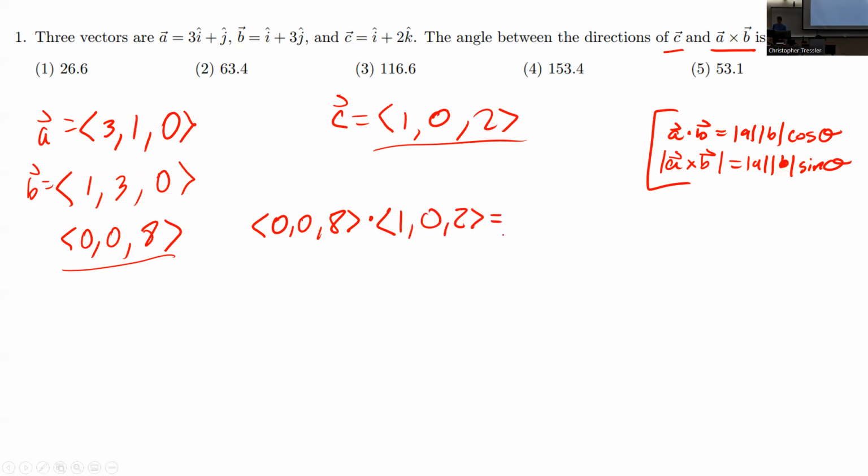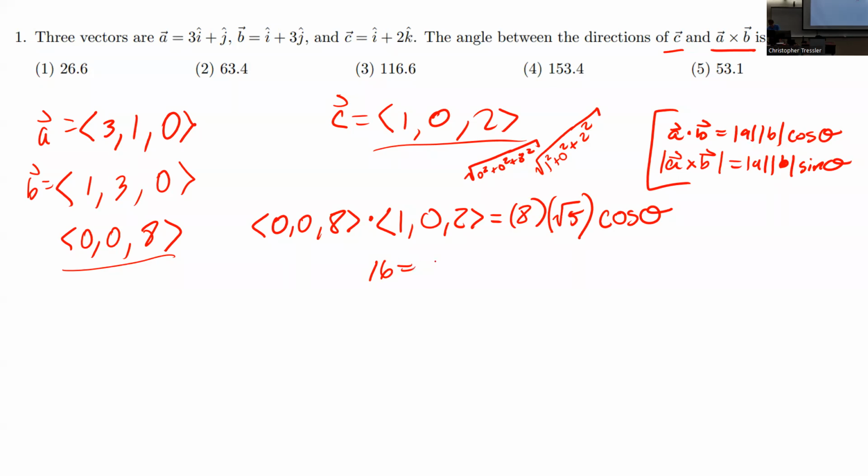And then, if we were to take the magnitude of 0, 0, 8, I'll try to write it small, it would be 0 squared plus 0 squared plus 8 squared, which is actually just 8. So put 8 here. If we were to do the magnitude of 1, 0, 2, it's going to be 1 squared plus 0 squared plus 2 squared. You get root 5. And then we have cosine theta because it's a dot product. So then we can see that 0 times 1 is 0, 0 times 0 is 0, 8 times 2 is 16. So we're going to have 16 is equal to 8 root 5 cosine theta.